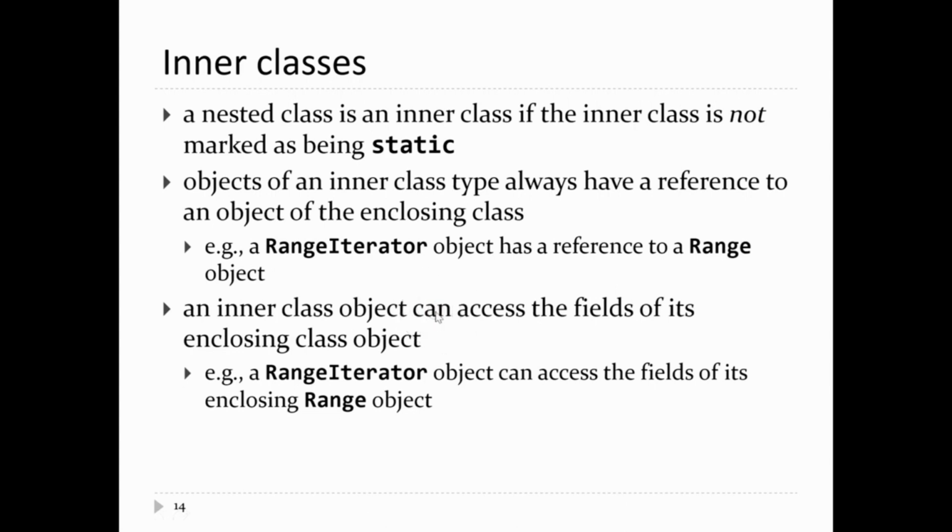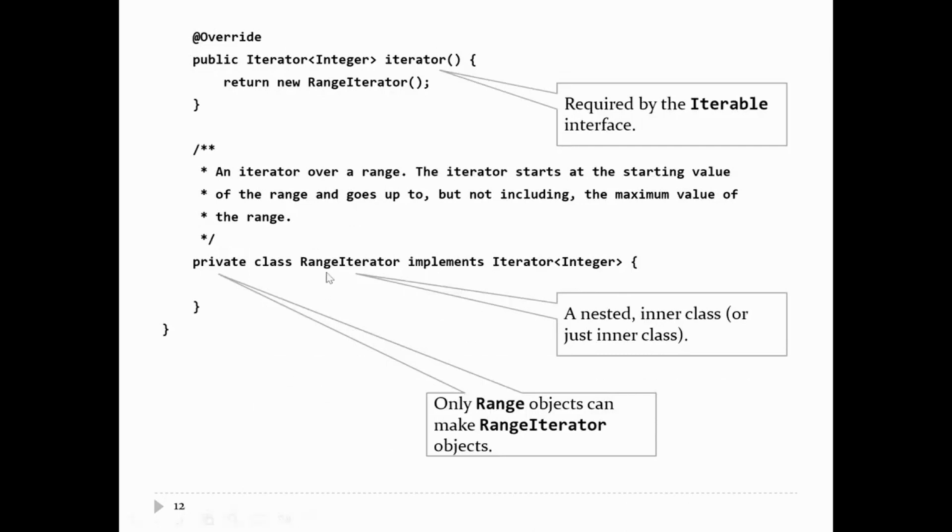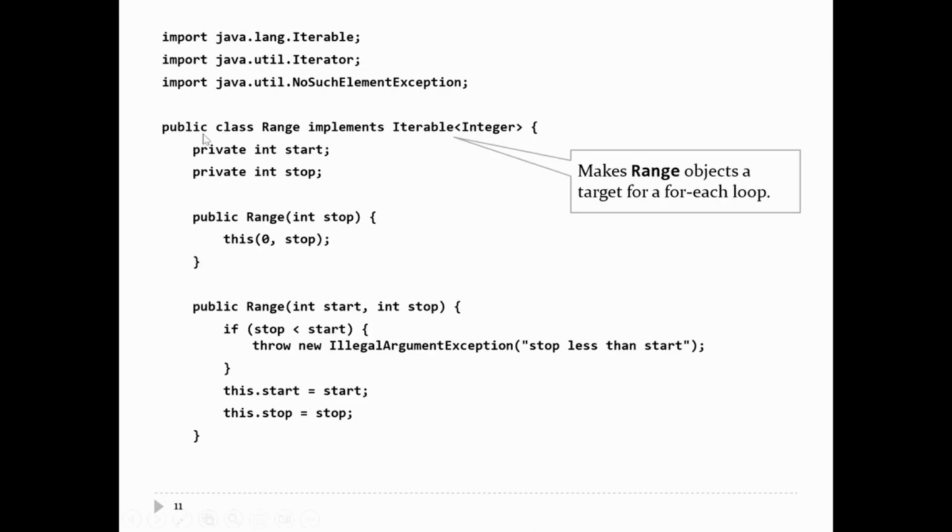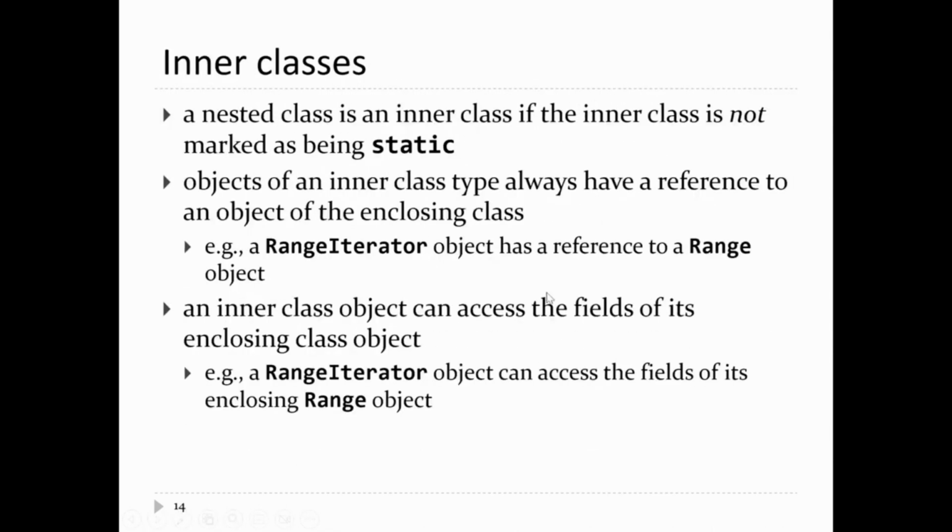Inner class objects can access the fields of the outer object. So range iterator has access to the private fields of range. In other words, range iterator can see start and stop. The naming for it is weird, but it can see the fields. It also makes sense in this case: if a range iterator is iterating over a range, it needs to know the starting value of the range and the stopping value of the range. So it makes sense that it needs to be able to see the fields of the enclosing class.